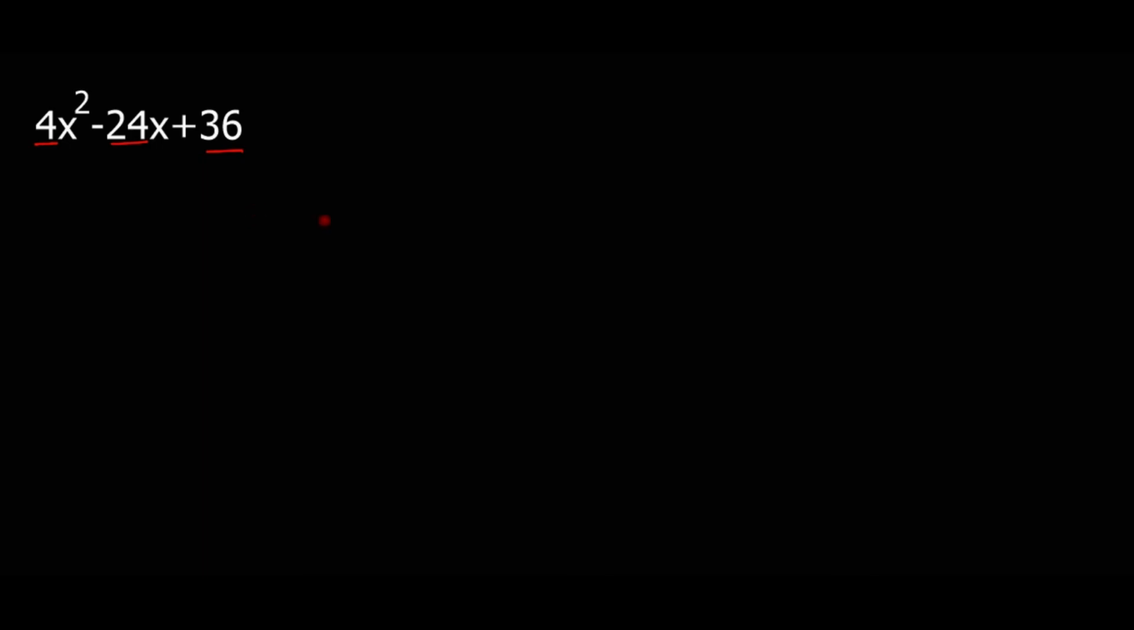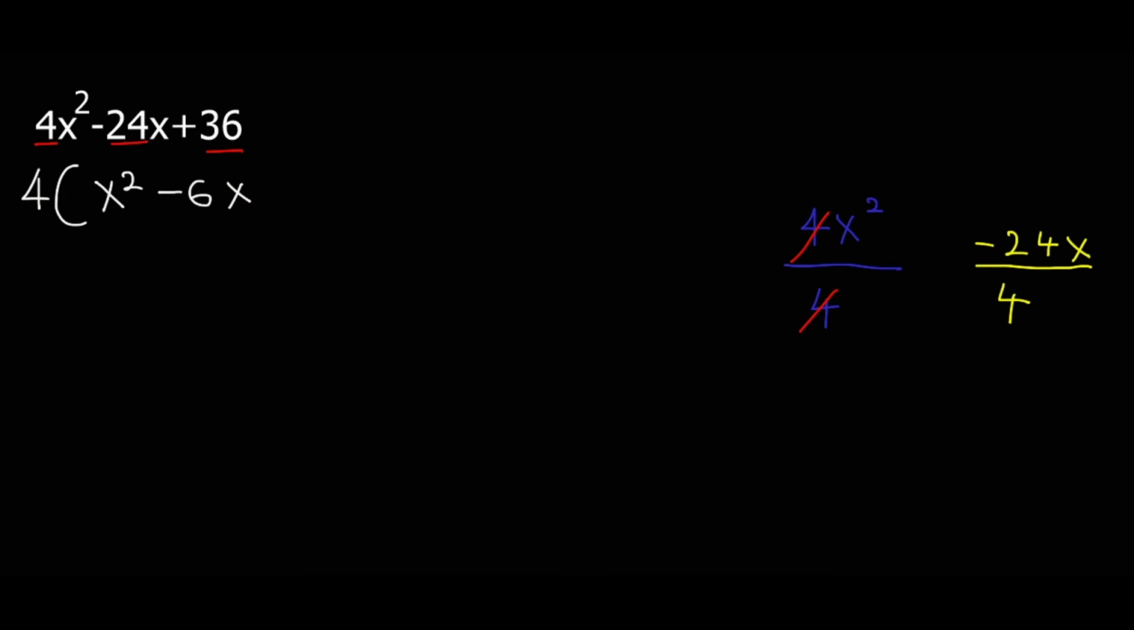So we will take out 4 as a common factor, just like the previous one where we took out -1 as a common factor. So we take out 4 as a common factor, and then from here we divide each term by our common factor. 4 and 4 will cancel, and then we have x squared, and then -24x divided by 4. -24 divided by 4 is -6, so we have -6x, and then +36 divided by 4. 36 divided by 4 is 9.